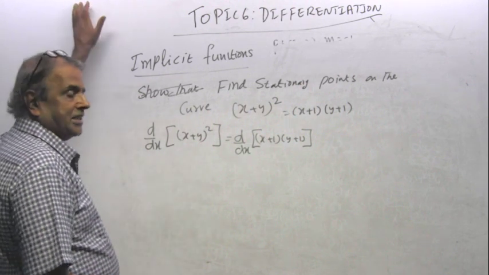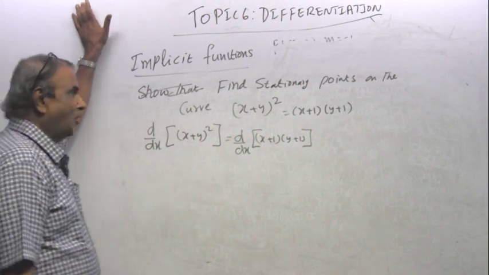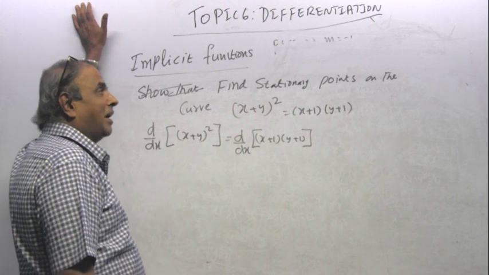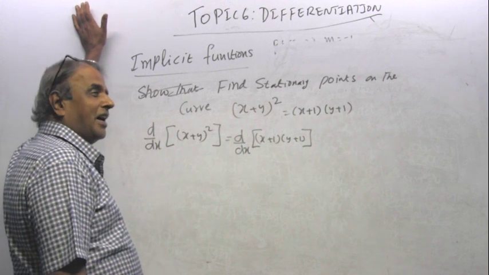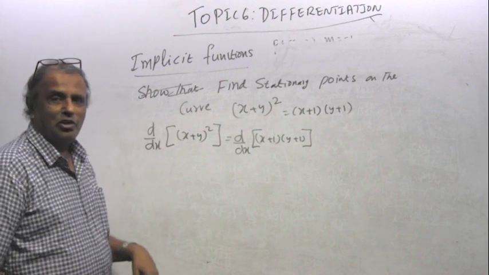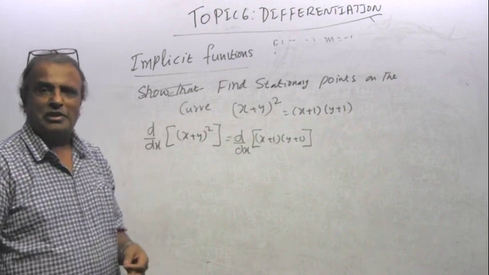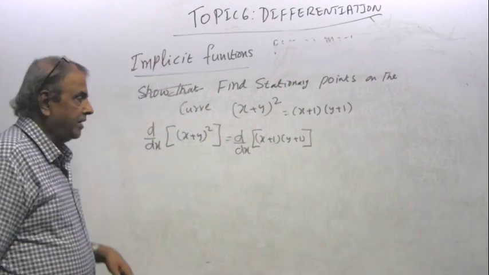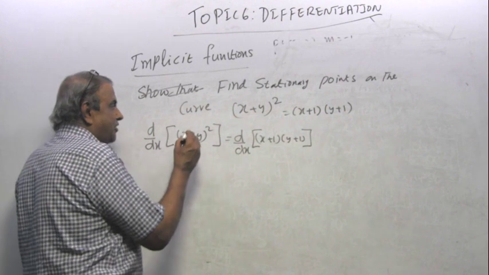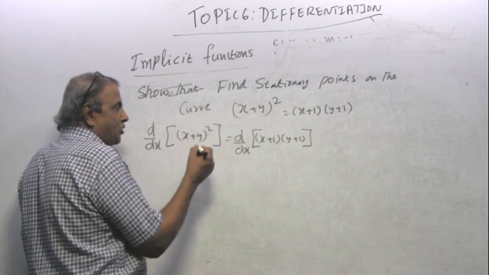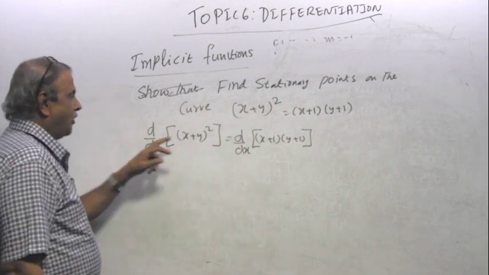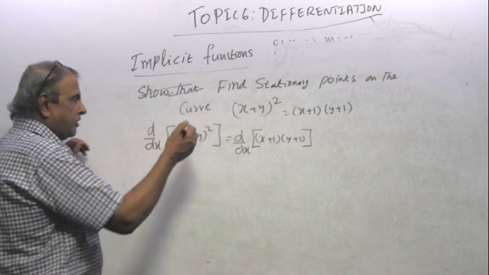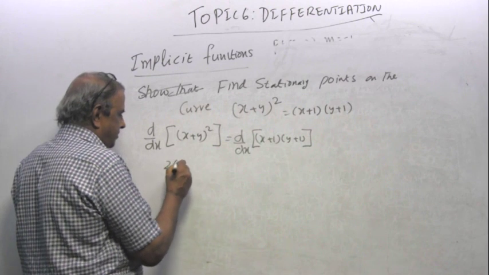How do you differentiate this? One way is to expand: x squared plus 2xy plus y squared, and then do 2x, and for 2xy you use the product rule, for y squared you use implicit differentiation, and get a long answer, which is correct. But I would do this as the onion rule. How do you find this? You find x plus y first and then you square it. So the reverse process, differentiate the square.